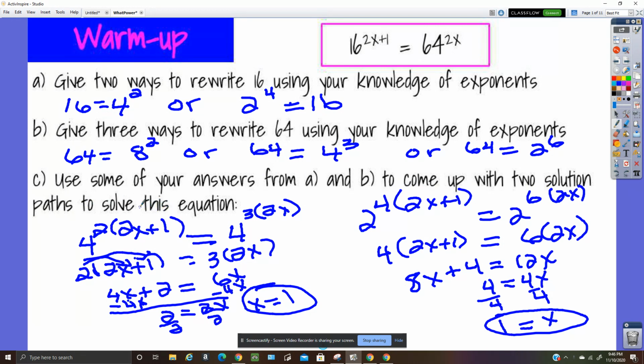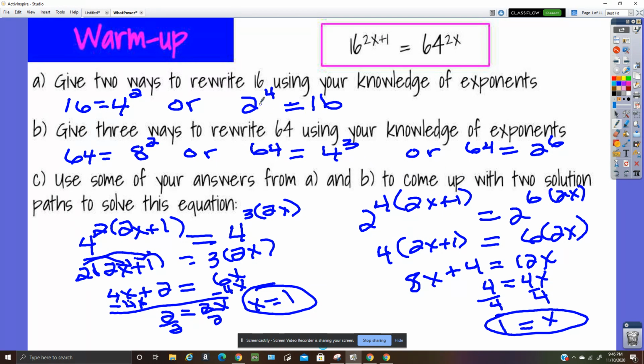So if we use powers of 4 here, 16 is 4 squared and 64 is 4 cubed. Then I have 4 squared times 2 to the x plus 1 in the exponent. And over to the right I have 4 cubed times 2 to the x in the exponent. So equating the exponents here and using the distributive property, you get 4x plus 2 is equal to 6x. And then subtract 4x. So 2 is equal to 2x, divided by 2, x is 1.